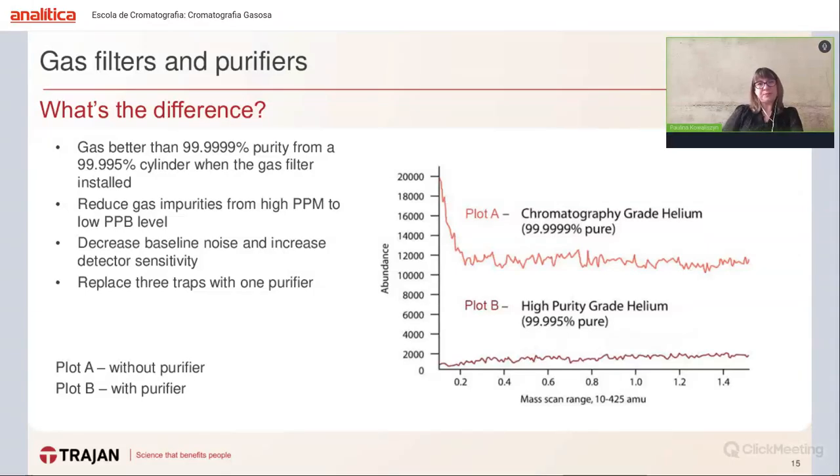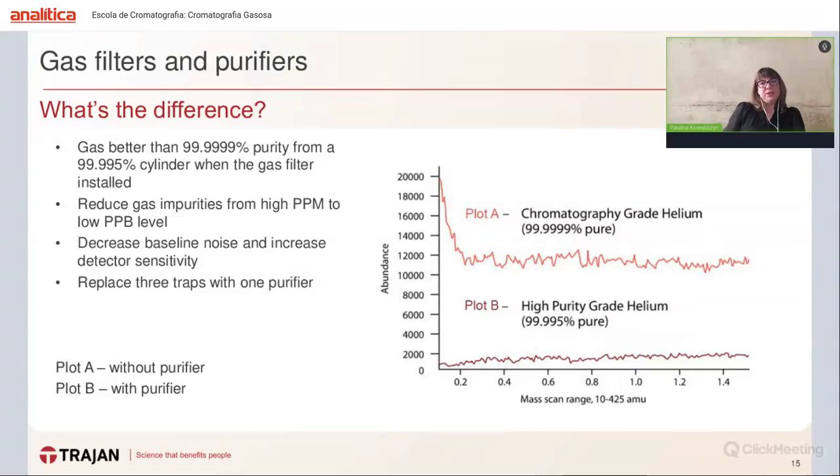So as you can see here, plot A is higher, plot B is lower, and we would like to have a lower signal from our gas on our detector. So plot B is looking much, much better in this case, where we've installed a gas purifier to the lower quality of the gas. So the difference here is the decrease of the baseline noise, and it will also increase our detector sensitivity if we do have the gas filters installed.